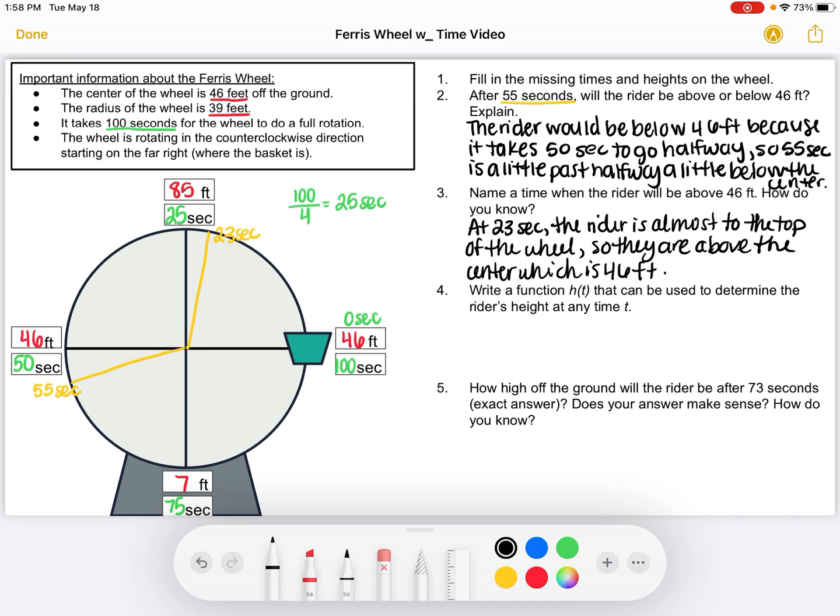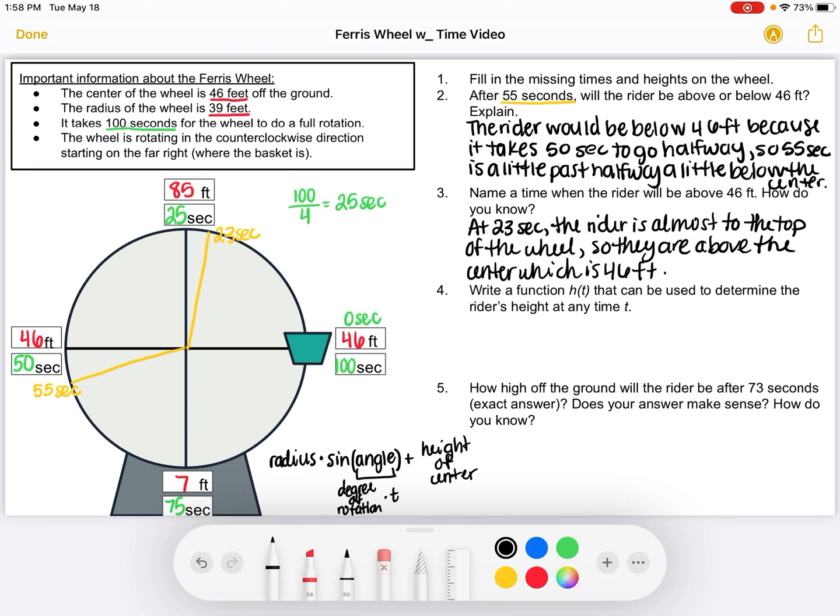The next part says, write a function h of t that can be used to determine the rider's height at any time t. So we should know by now, I'm going to remind you, our format for these equations. So we always have the radius, I'm going to write it down here, times sine of an angle of rotation, plus the height of the center. Now the difference here is that we want this to be based on time, not based on theta. So instead of putting theta inside of sine, we're going to be putting the degree of rotation times the time. So times t.